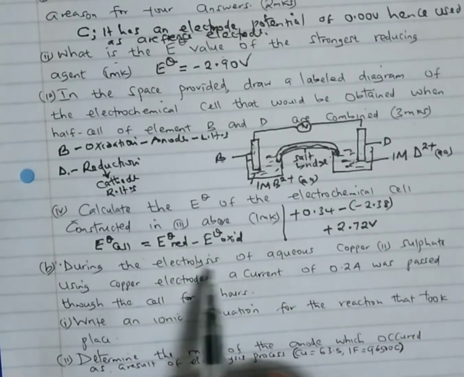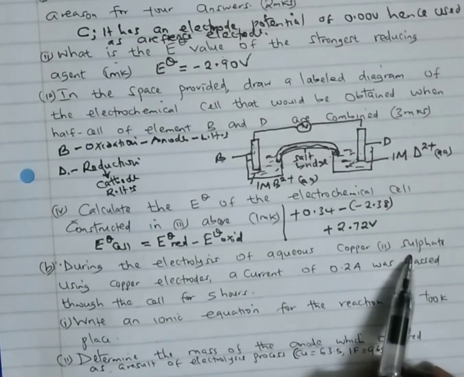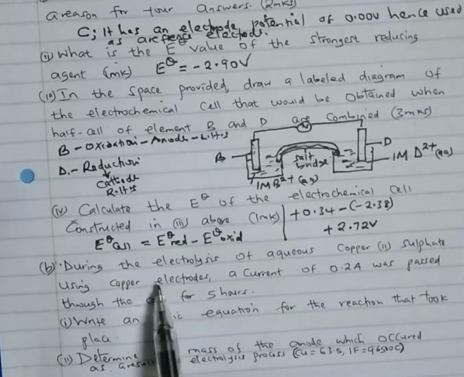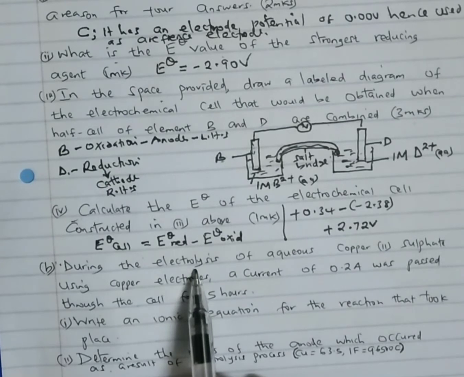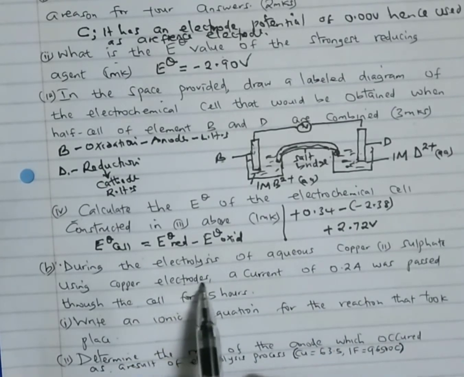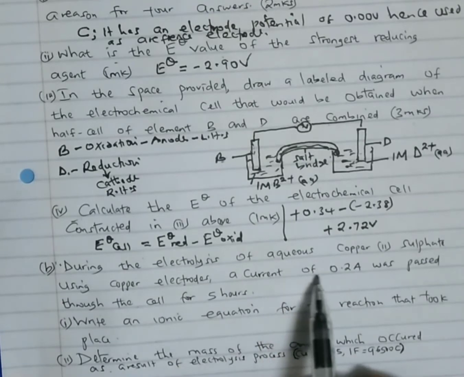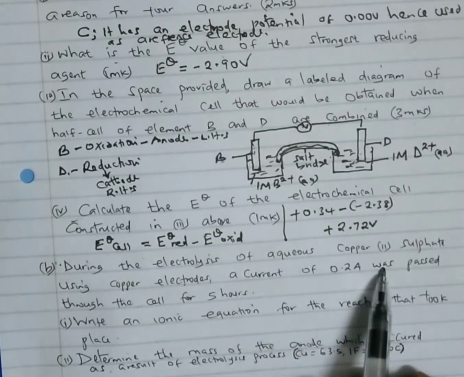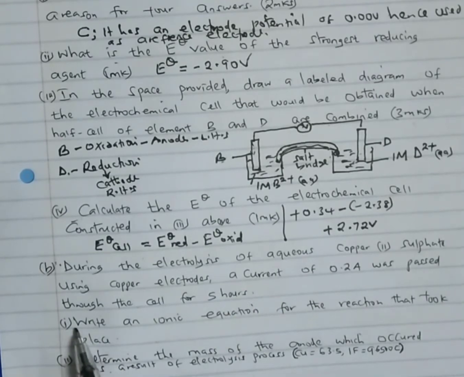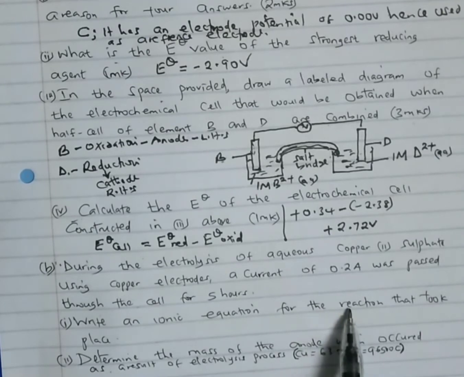We move down to part B. During the electrolysis of aqueous copper 2 sulfate using copper electrodes, remember we are electrolyzing copper 2 sulfate using copper electrodes. A current of 0.2 amperes was passed through the cell for 5 hours. Roman 1 part B, write an ionic equation for the reaction that took place.